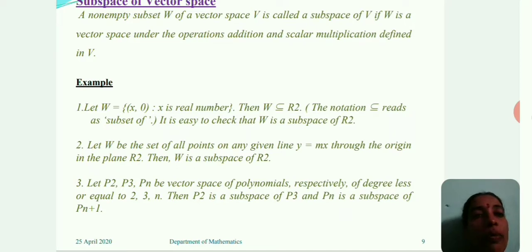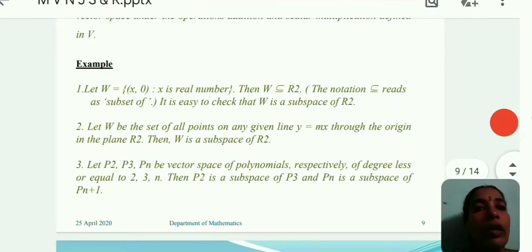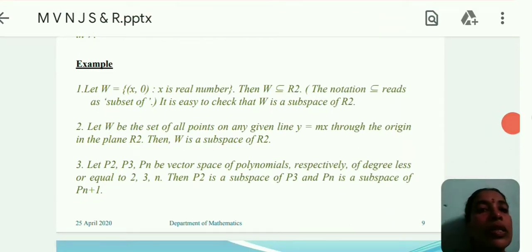This is one example. You have to take another example. Let W be the set of all points on any given line y = mx through the origin in the plane R2, then W is a subspace of R2.